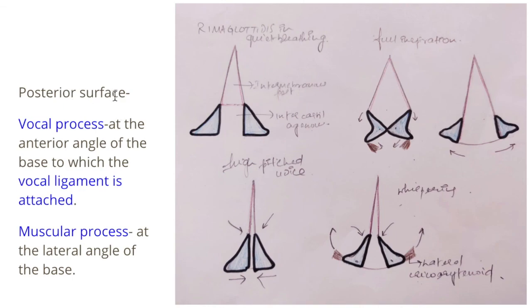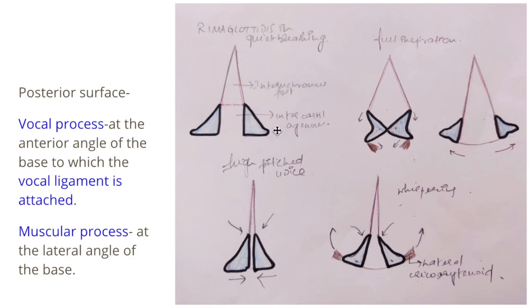Now in its posterior surface, there were two processes. One was the vocal process at the anterior angle of the base, to which the vocal ligament is attached. Okay, so at the anterior angle of the base, there's one process which is the vocal process, and its attachment is the vocal ligament. Now when the vocal ligament tenses or relaxes, it alters the expired air into vibrations, and that is the root of voice production, which is why the arytenoid cartilage is one of the most important cartilages associated with voice production.